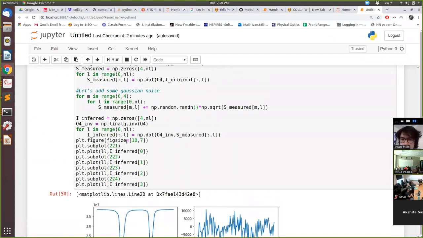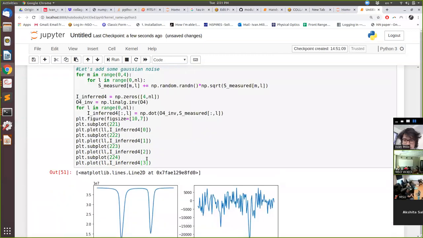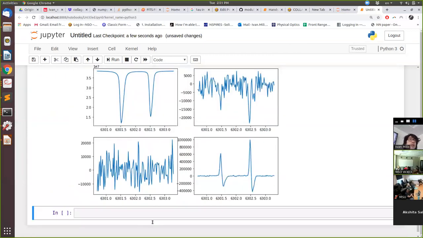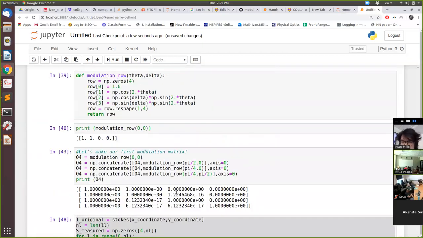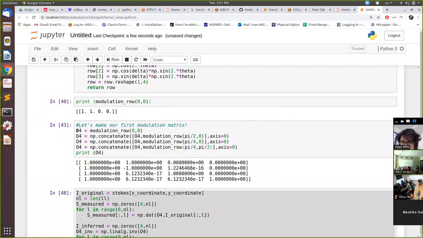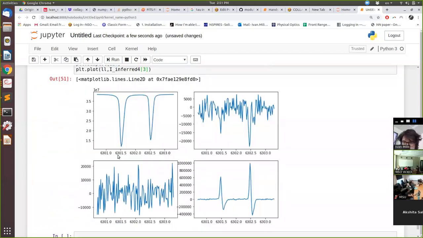And actually what I want to do here is save this array. So I'm going to call this I inferred 4, in order to remember that it's created by the four states of modulation. And now let's write the modulation scheme for six states of modulation. Okay, so I'm going to go back. I'm going to use the same matrix as here. I'm just going to add two more rows.